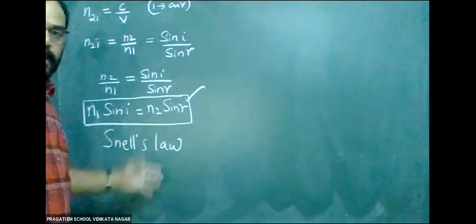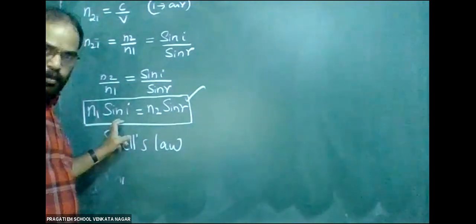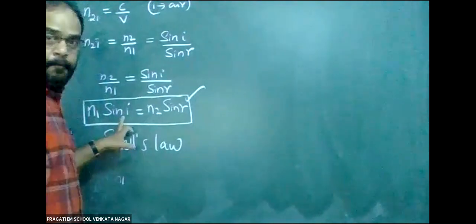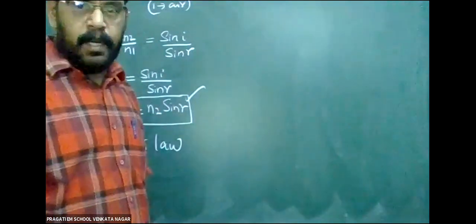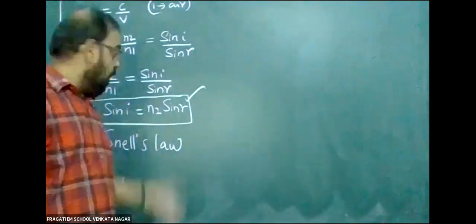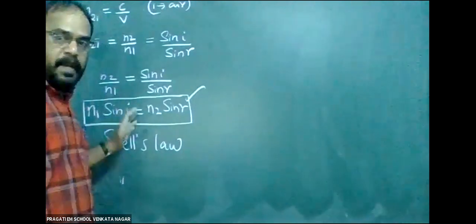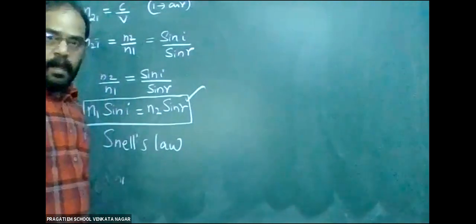If you write only this point, N1 sin I is equal to N2 sin R, even if you forget every remaining point, you can still use this formula to solve the problems. The same way you can get the definitions. N1 sin I is equal to N2 sin R. It is important for bits, 1 mark questions, and half mark questions. So write all these points many times and study.